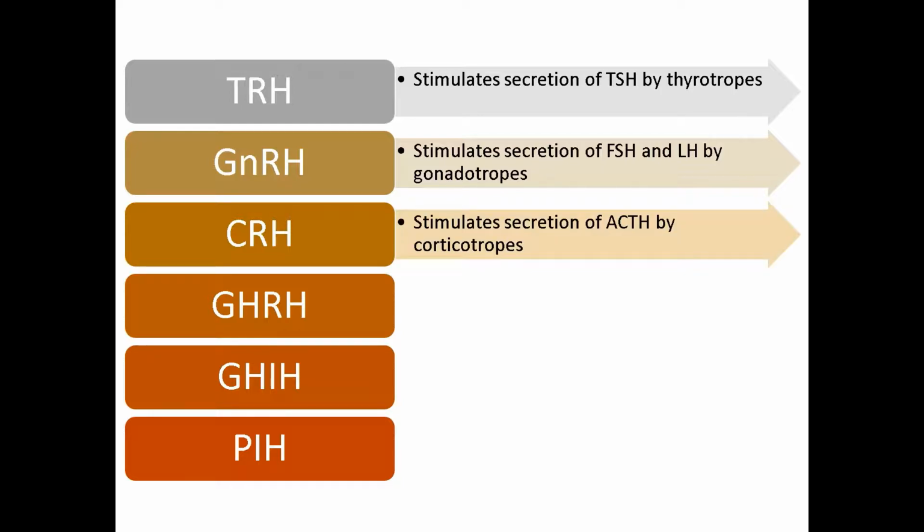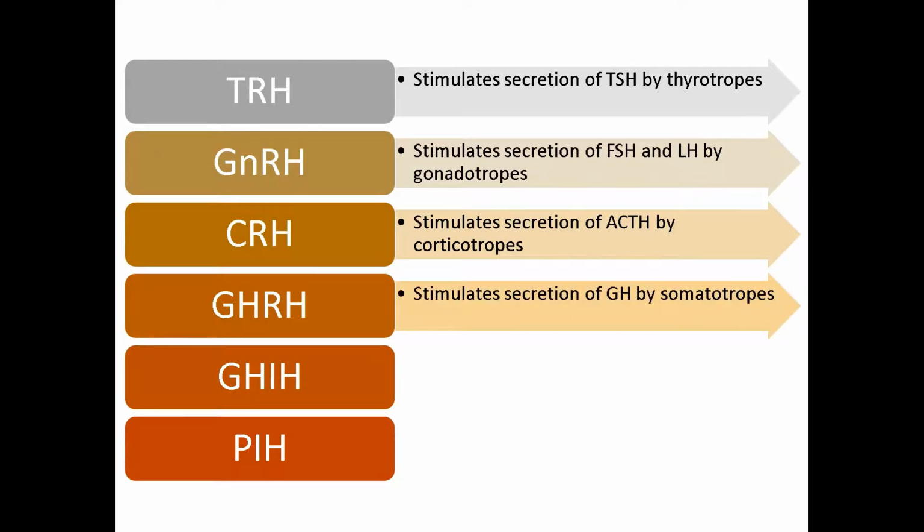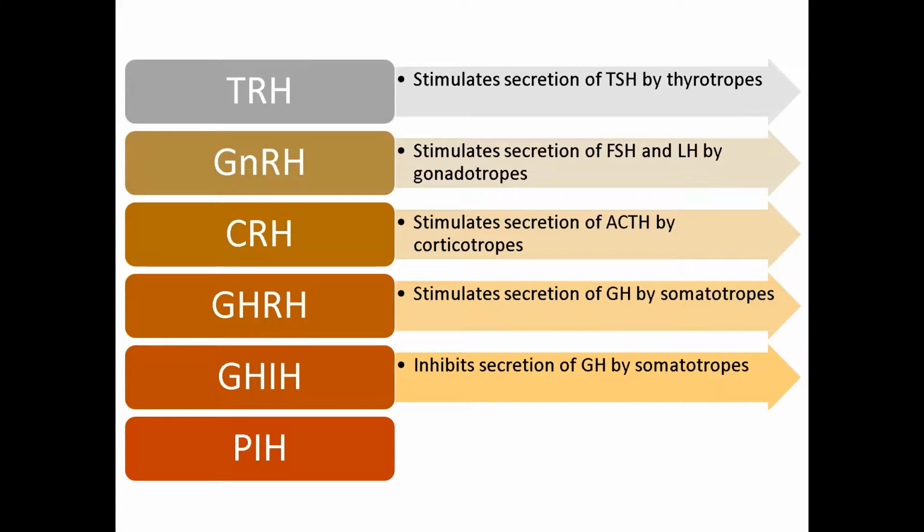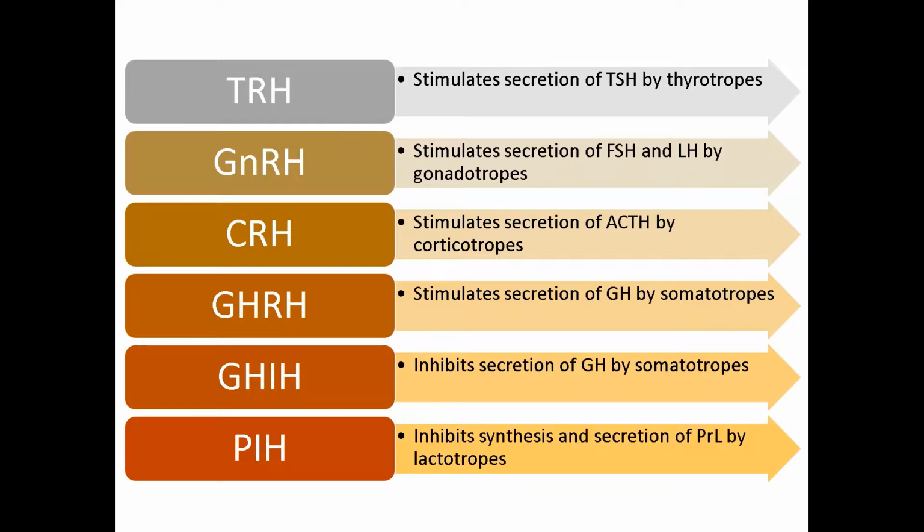The corticotropin releasing hormone stimulates the corticotropes to secrete adrenocorticotropic hormone, or ACTH. While of course, the growth hormone releasing hormone stimulates the somatotropes to secrete growth hormone. And contrary to that, you have your GHIH, growth hormone inhibiting hormone, which inhibits secretion of growth hormone by the somatotropes. And lastly, the prolactin inhibiting hormone inhibits the synthesis and secretion of prolactin by lactotropes.